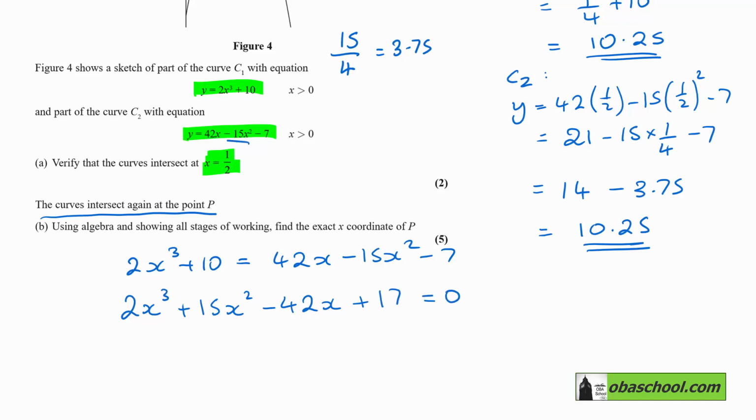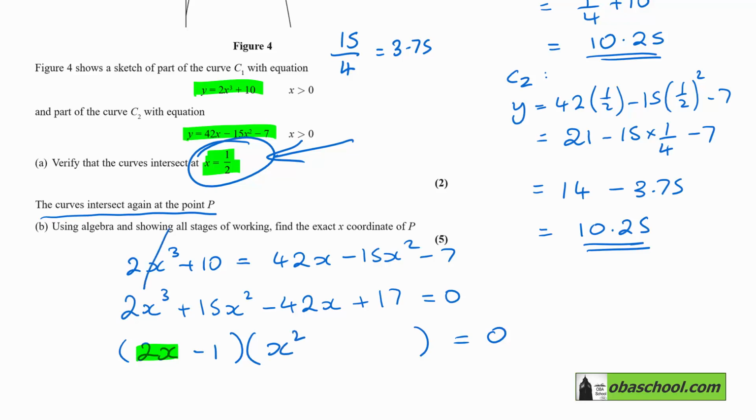But we know that x is a half is one solution to this. And that means that 2x minus 1 would be a factor. The other factor must be quadratic. Since we have a 2x just here, it's going to have to start with x squared to get us the 2x cubed here. Since we have a minus 1 just here, we're going to need a minus 17 just here in order to give us the plus 17 at this end.